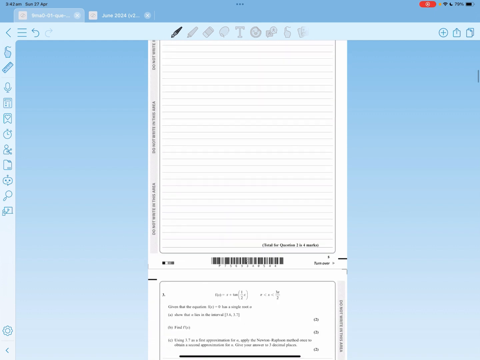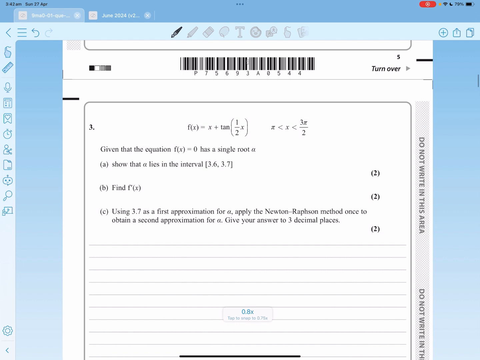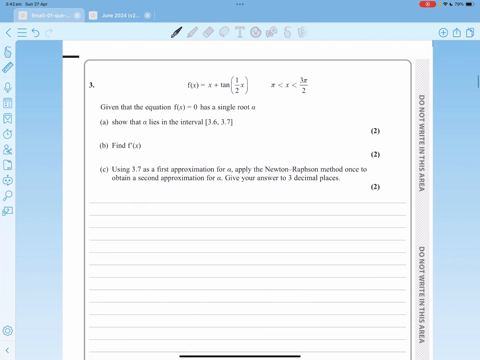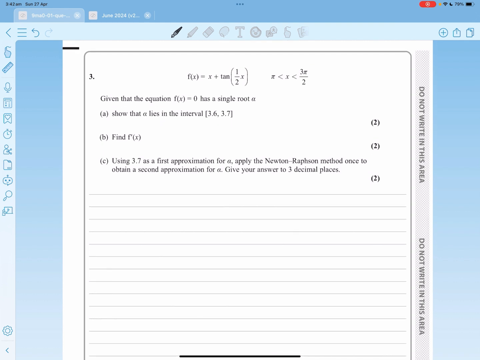And that's question 2. So let's go on to question 3. Show that alpha lies in the interval 3.6 to 3.7. So for these questions, you would have to first find the value of f of 3.6. I'm just going to save some time and quickly do it on the calculator. And we get minus 0.686. And then f of 3.7, we get 0.211. Now this is less than 0 and this is greater than 0.